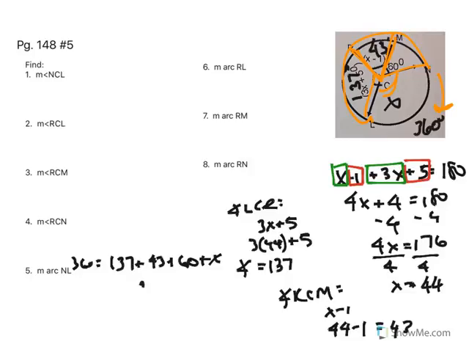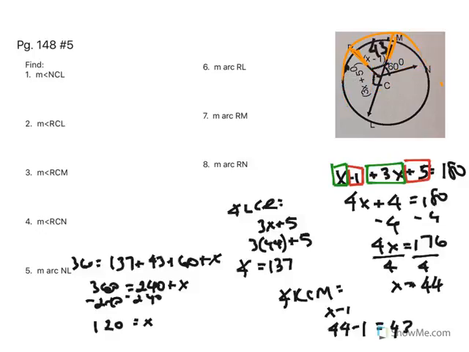And we get 240 plus x equals 360. Minus 240, minus 240, and we get 120 equals x. So this is going to equal 120 degrees. Okay? So now our circle is completely labeled.